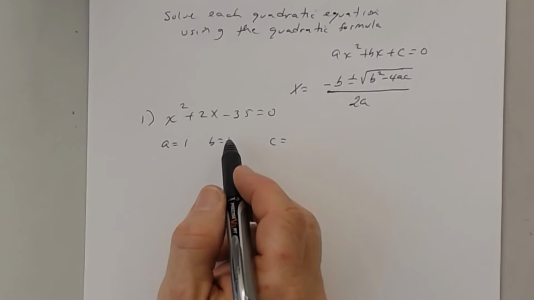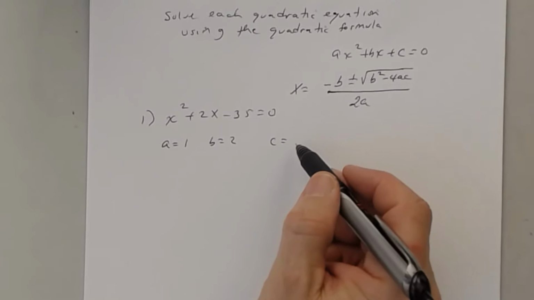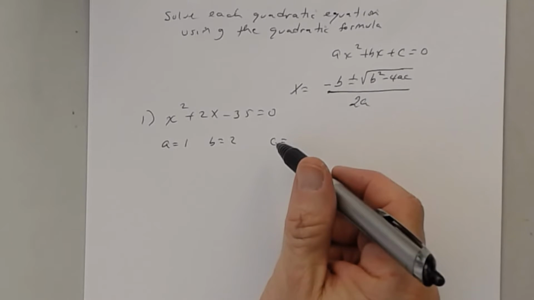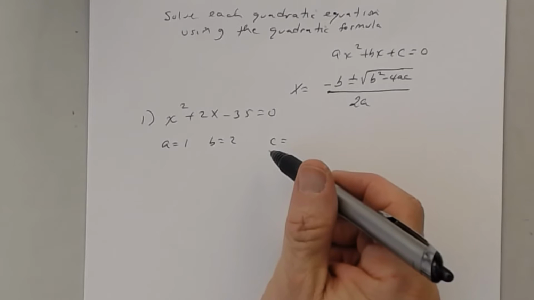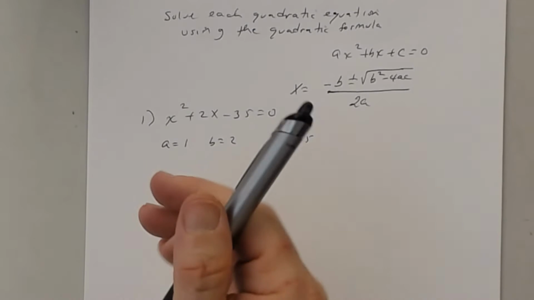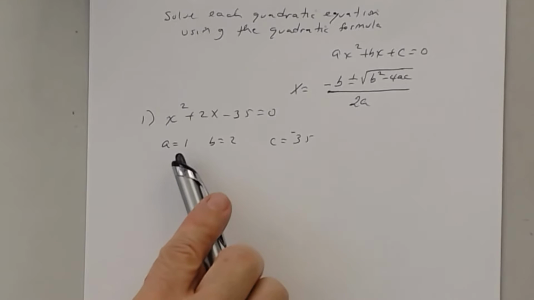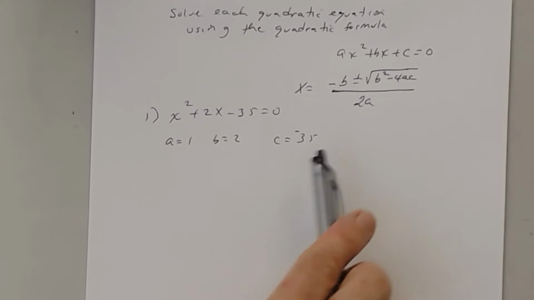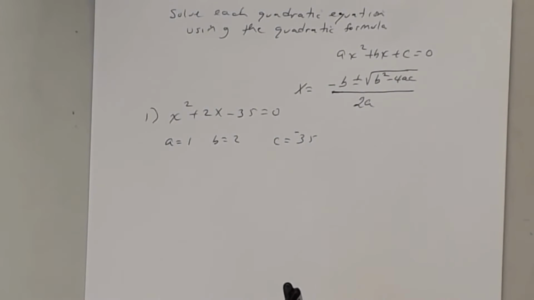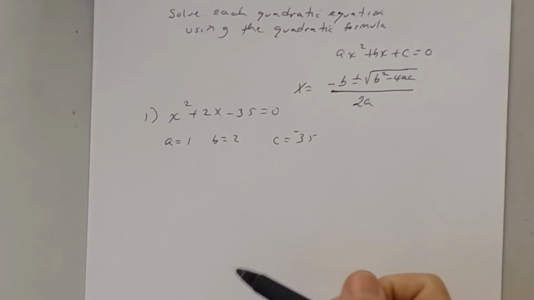What's b? What's the coefficient of x? 2. And c, remember, is your constant. What's your constant here? Negative 35. If you put 35, then your solution is going to be incorrect. So you have to make sure these are correct, otherwise all that work will be for nothing because you'll have the wrong solutions. All right. Now the next thing you do is plug and chug: plug it back into your formula and chug this thing out.